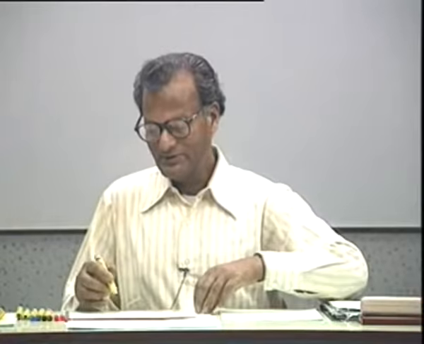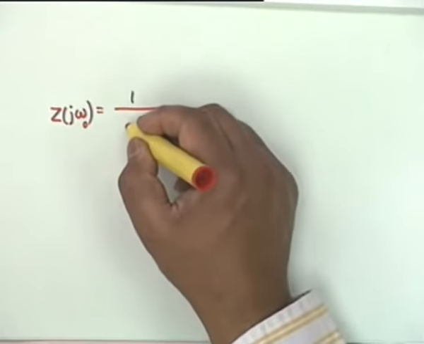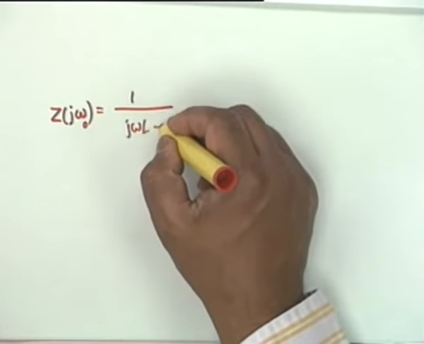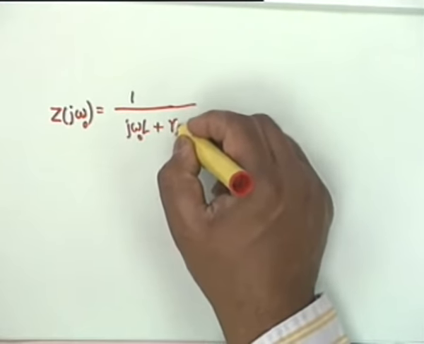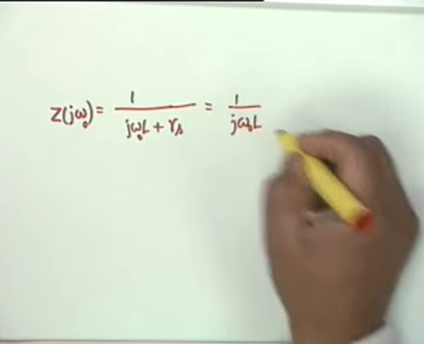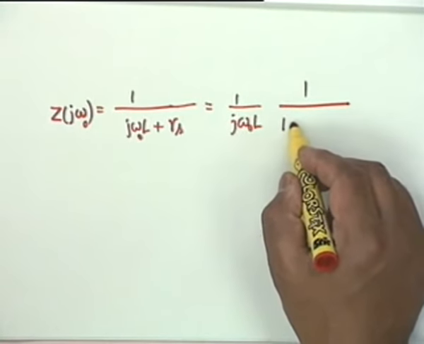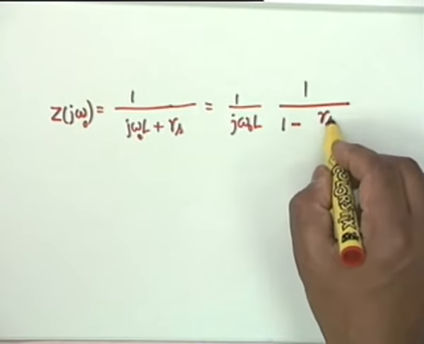Why should we do this? Because then it eases the analysis. I will have the same circuit again if I can reduce it to this form, and reducing it to this form is not a very difficult problem. The impedance of the inductor at the frequency omega 0, at the resonance frequency, is j omega naught L plus RS, okay, which I can write as 1 over j omega naught L, then 1 minus RS.